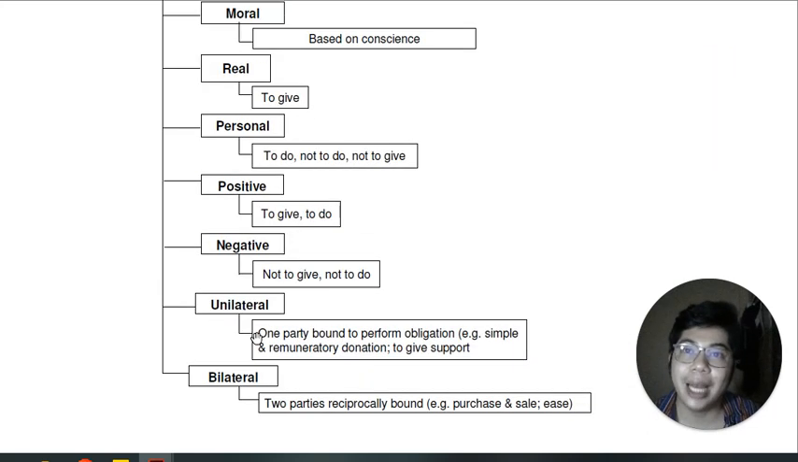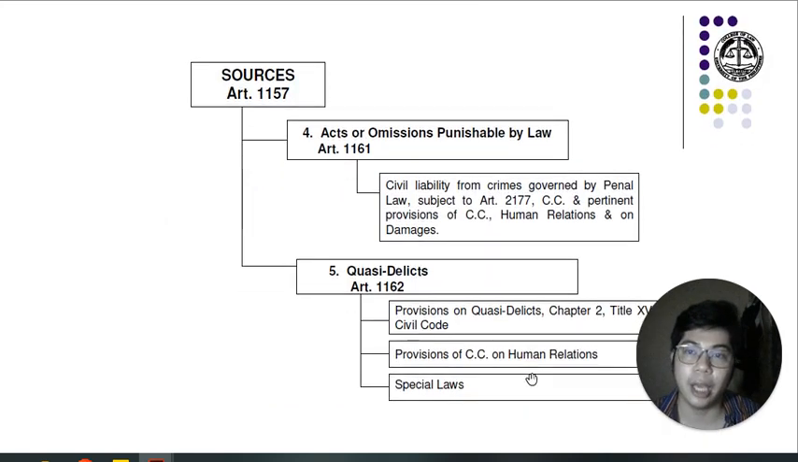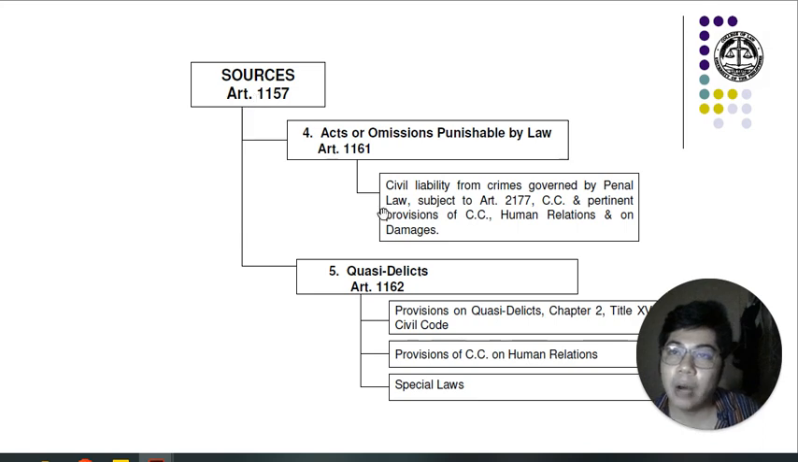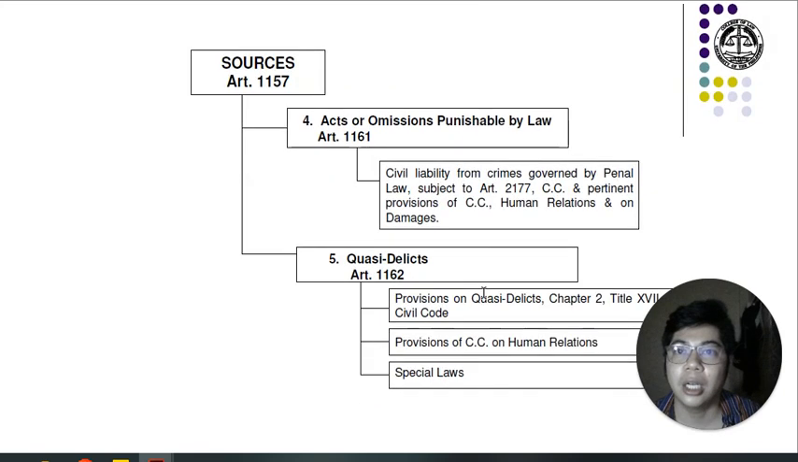When we say bilateral, two parties are reciprocally bound to each other. In a contract of sale, both the buyer and the seller have obligations. On the part of the buyer, the delivery of the money, while on the part of the seller, the delivery of the object. In the lease, the lessor has the obligation to rent out the property, while the lessee will pay the rental fee. Now here we have Article 1157. What are the sources in Article 1157?